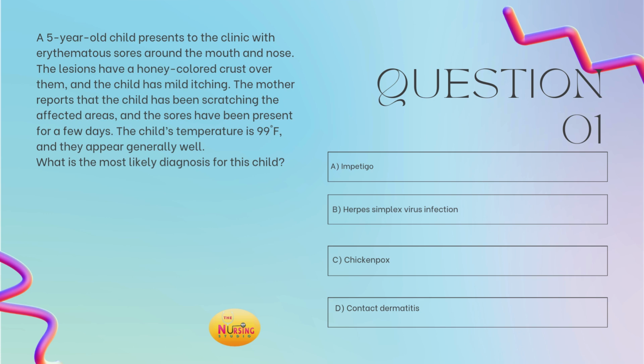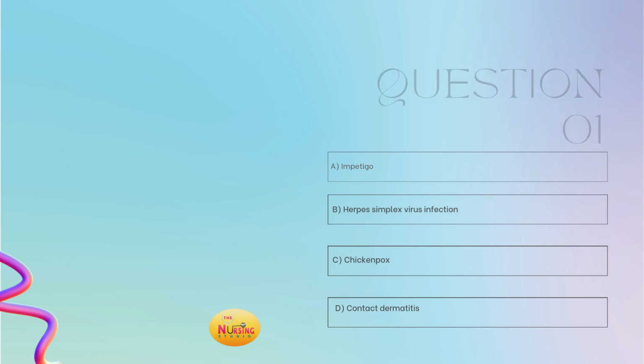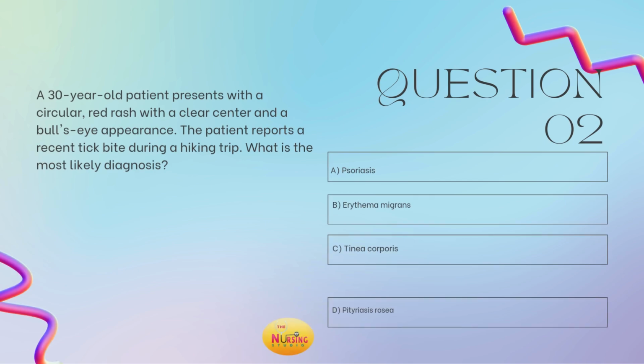So in this scenario, we have a 5-year-old child that comes into the clinic. Mom brings it in. This child has erythematous sores around the mouth and nose. And then the lesions have a honey colored crust over them, and the child has mild itching. Does have a low grade fever, and the mom states the child has been scratching those areas. Y'all, this is one of those scenarios where there's a key identifier in the presentation, right? And I always tell y'all know those key identifiers because when I say this, you say that, so to speak, right? So when I say honey colored crusted areas or lesions, you say impetigo, right? So the best answer is A, impetigo.